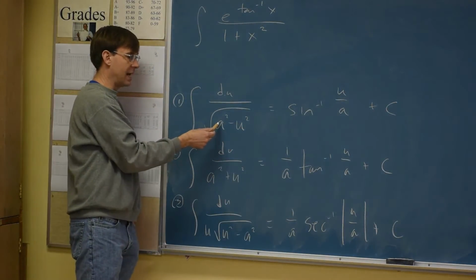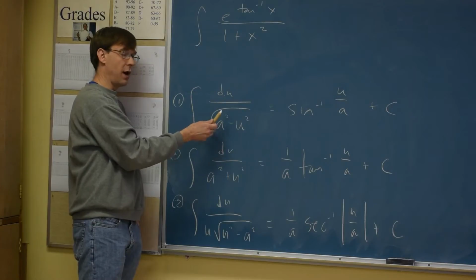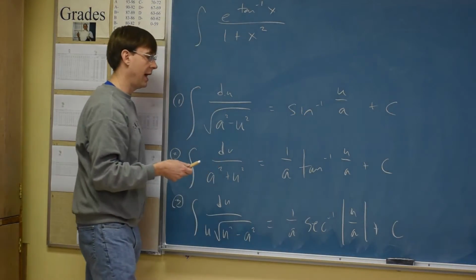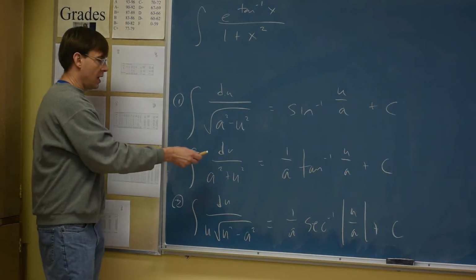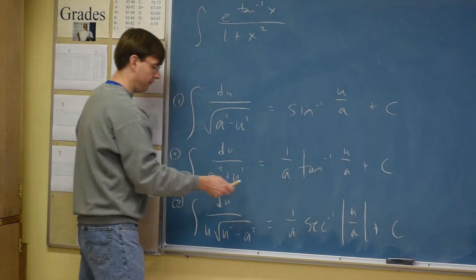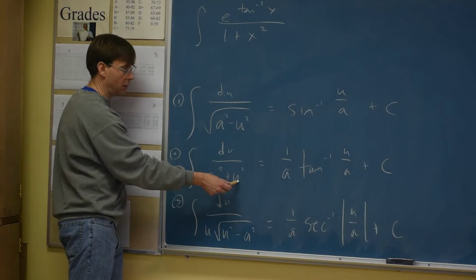So if this is like a 9, 9 is caused by 3 squared. So a 9 in a problem is going to make a 3 in an answer, that kind of thing. If you don't see a root, you probably have an inverse tan problem. The inverse tan problems have numbers adding variables on the bottom.